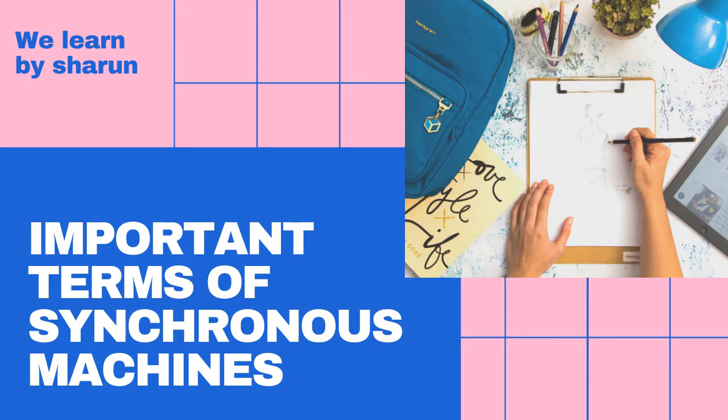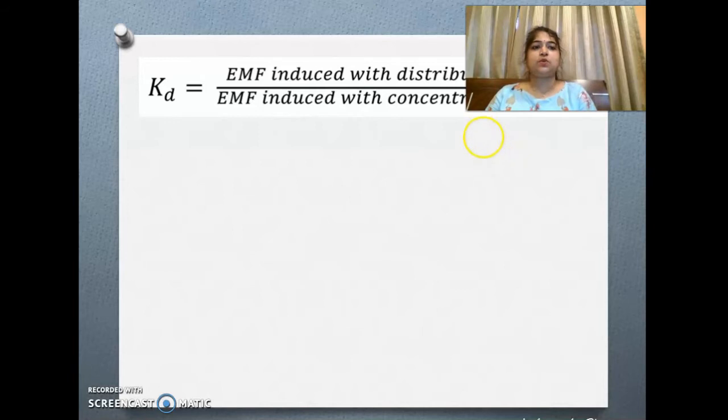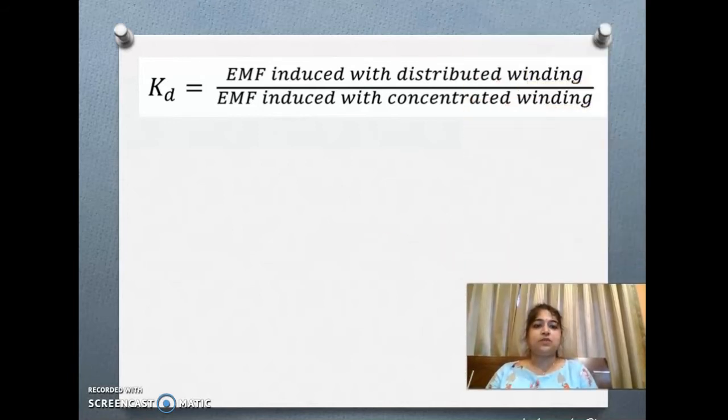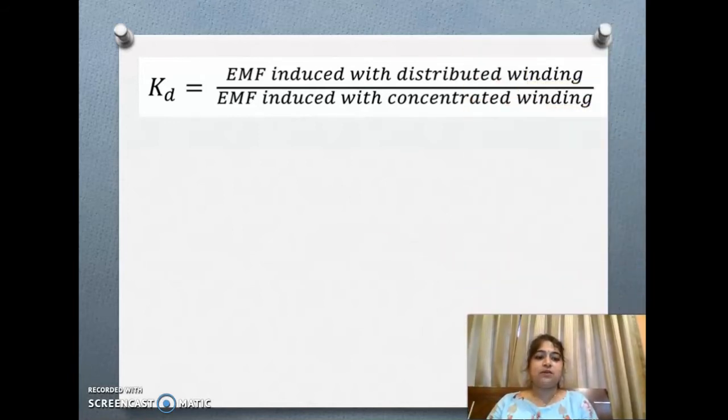As I told you, these terms have been explained before in my previous video. If you want a clear understanding of the difference between concentrated winding and distributed winding, please go and watch my previous video. The link will be in the description box. Okay, so it is KD. KD is equal to the EMF induced in distributed winding to the EMF induced in the concentrated type of winding, right?